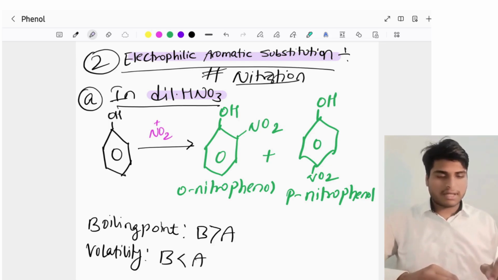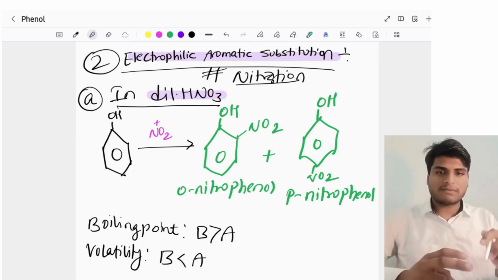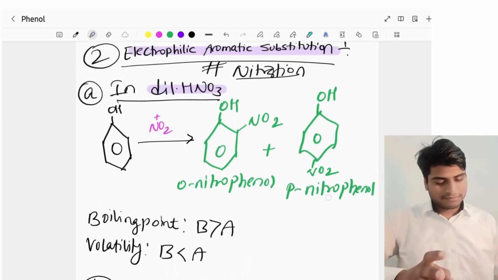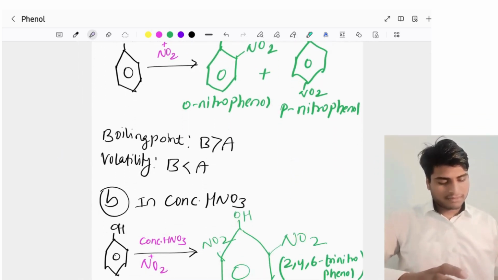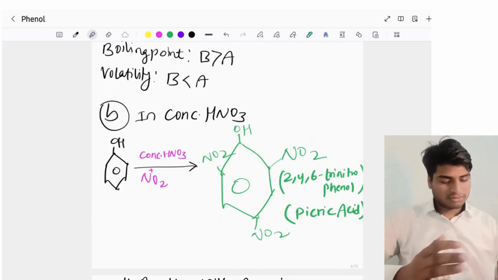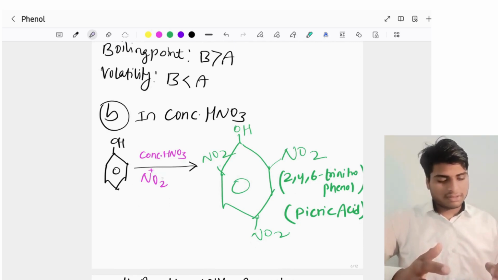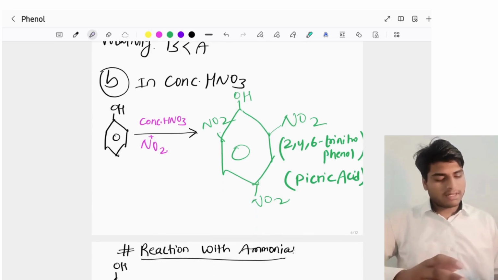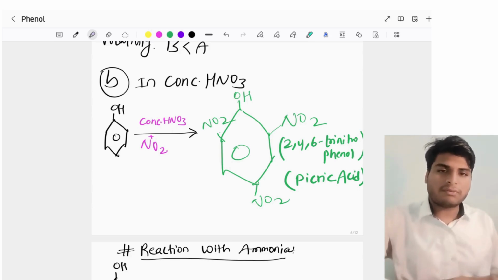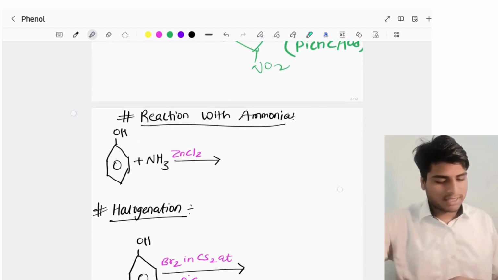When phenol is treated with NO2, then two products will be formed: orthonitrophenol and paranitrophenol, in which orthonitrophenol is the major product. And in conc HNO3, when phenol is treated with conc HNO3, NO2+ will be the electrophile, and it will attack positions 2, 4, 6, and the product will be 2,4,6-trinitrophenol, which is picric acid.